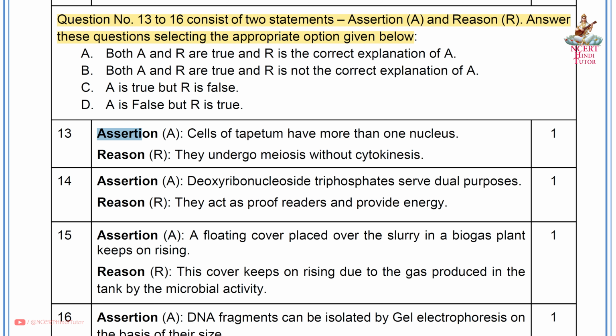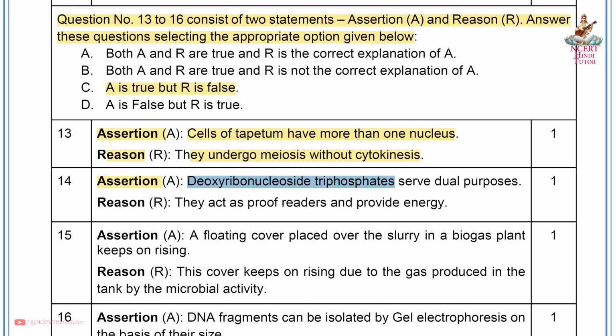Question number 13. Assertion A. Cells of tapetum have more than one nucleus. Reason R. They undergo meiosis without cytokinesis. Answer C. A is true but R is false. Question 14. Assertion A.